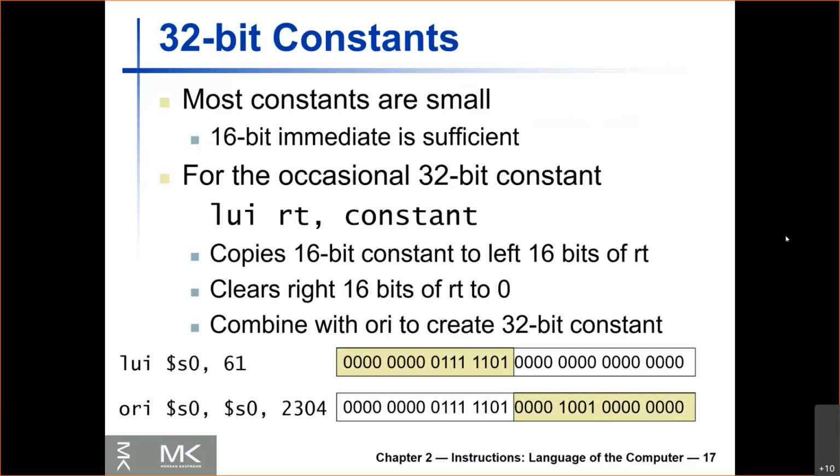Someone's asking, how do we make sure that the right part of S0 is 0? The load upper immediate instruction behaves that way. It will set the top 16 bits to whatever value you give it, and it will clear the remaining 16 bits. So the load upper immediate will set these remaining bits to 0.